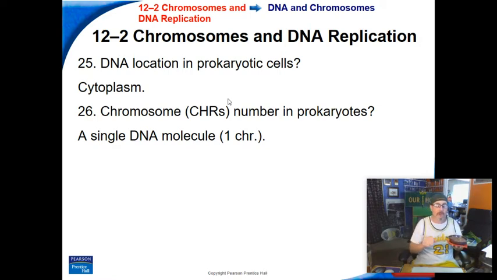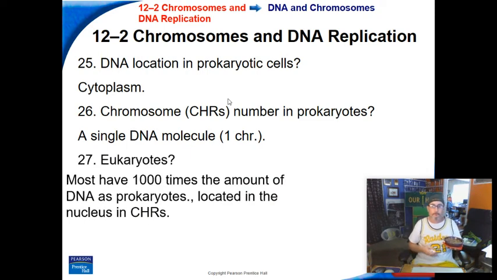Okay, so those are prokaryotes. More complex organisms, us, who are multicellular, are called eukaryotes. Eukaryotes, most of us have 1,000 times the amount of DNA as prokaryotes do because we're more complicated. We have more characteristics. And our DNA is found inside of the cell's nucleus. It's protected. It's organized.